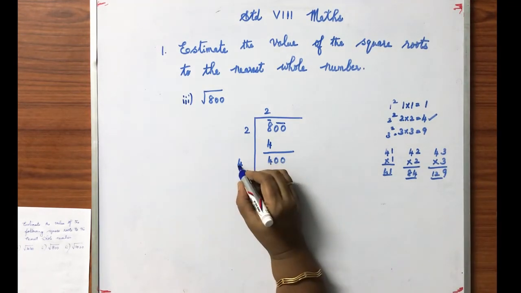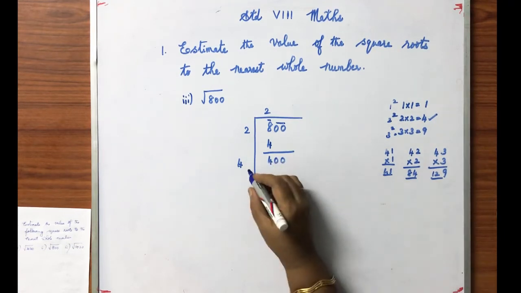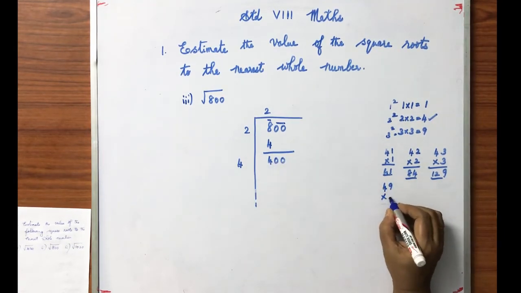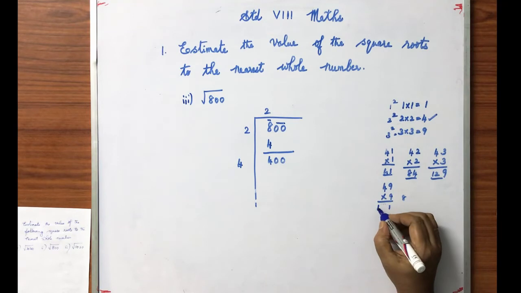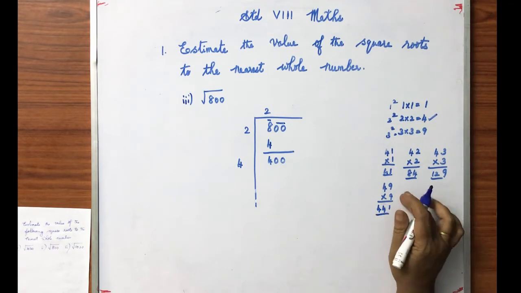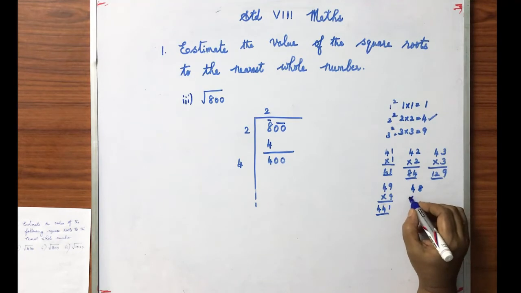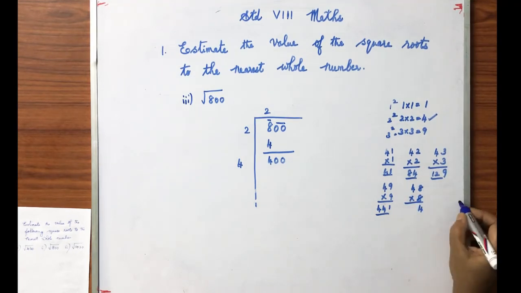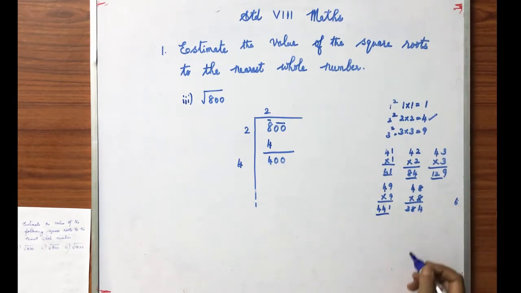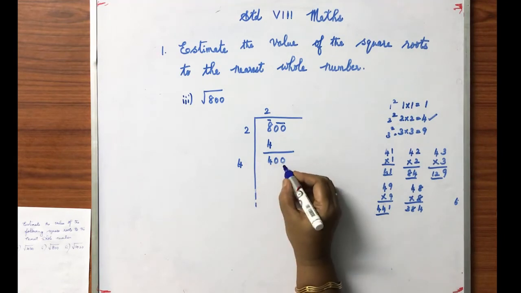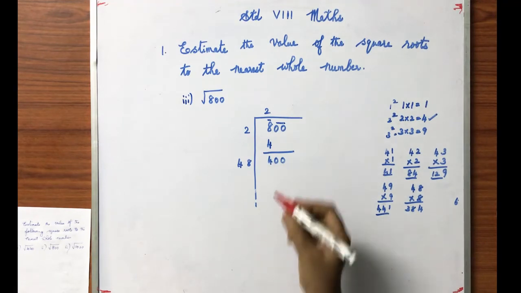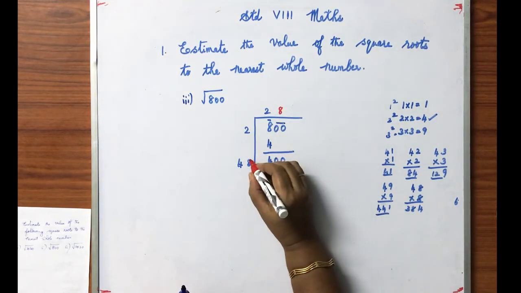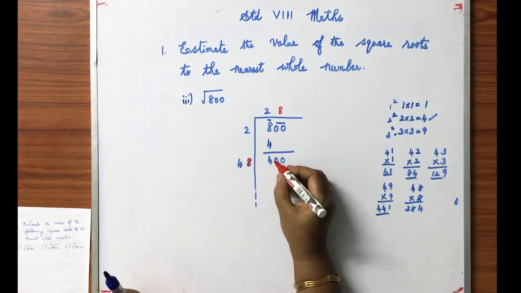4 in 40, 10 times. 10 we cannot write. So we will try with 9. 9 9s are 81. 4 9s are 36 plus 8, 44. This number is bigger, so we can go for 8. So 48 into 8. 8 8s are 64. 4 8s are 32 plus 6, 38. So now this number is less than 400. So here we should write 8. The same 8 should be written on the top. So we will get 384.